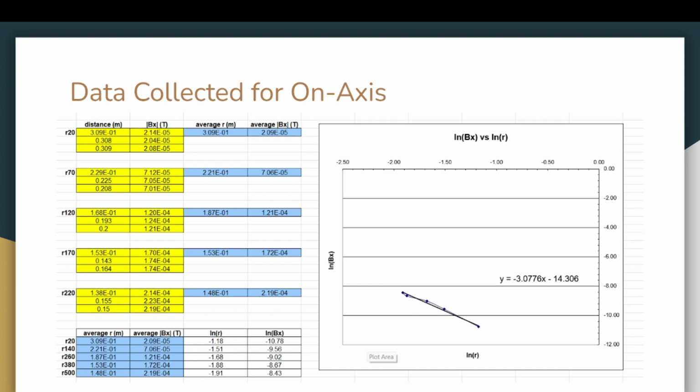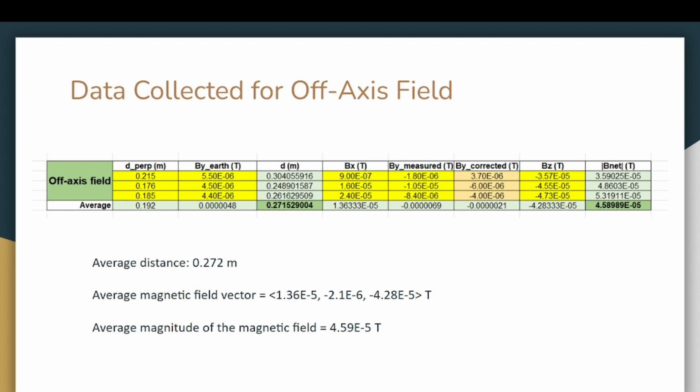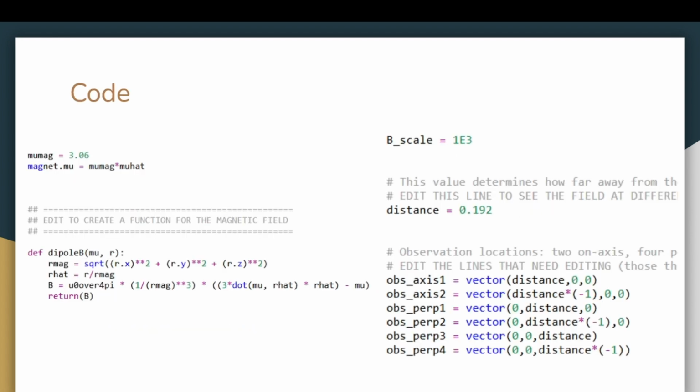This is the data that we collected, and then data that we calculated. We found n to be negative 3.0776. This is that distance dependence value. We can use that to calculate the magnetic dipole moment as 3.06. This was the data that we collected for the off axis. The average magnitude of the magnetic field was 4.59 times 10 to the negative 5th Teslas.